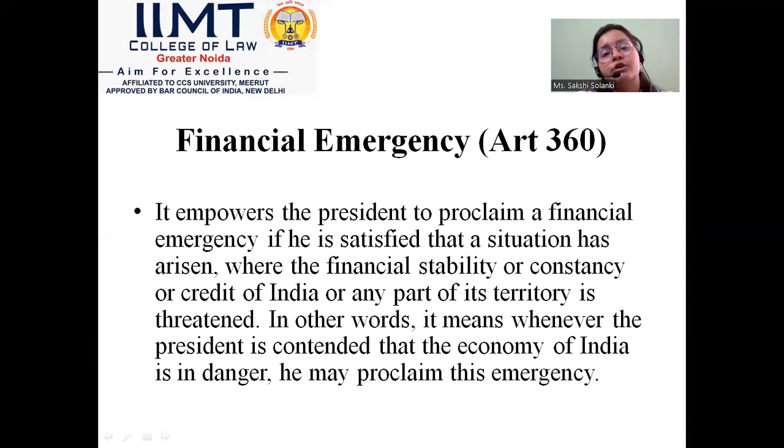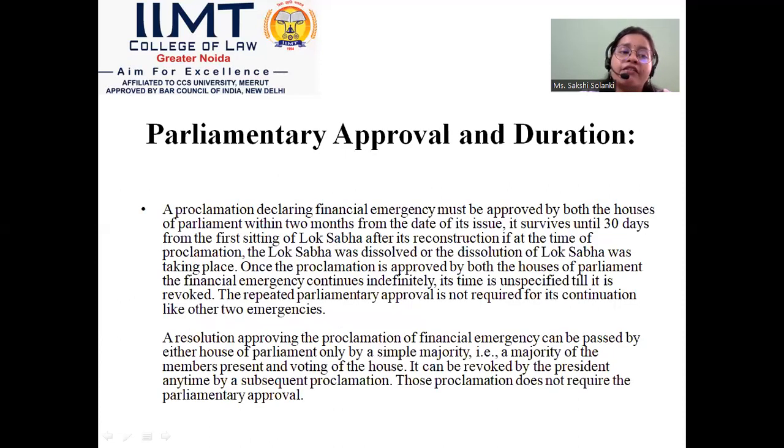Then we come to the financial emergency. It has been provided in Article 360 of the Indian Constitution. It empowers the president to proclaim a financial emergency if he is satisfied that a situation has arisen where the financial stability or credit of India or any part of its territory is threatened. In other words, whenever the president is convinced that the economy of India is in danger, he may proclaim the financial emergency.